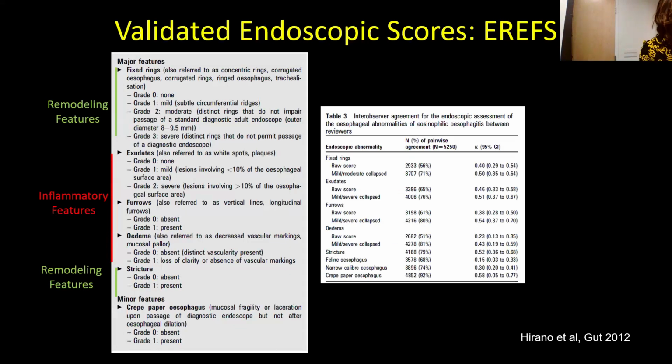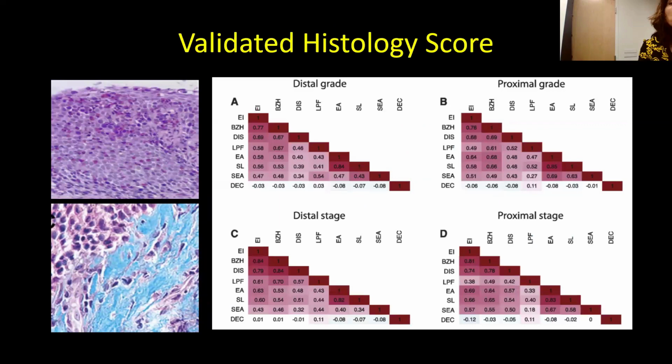There are also validated endoscopic scoring tools. This is called EREFS. It's validated in both kids and adults. It started out in adults and was developed at Northwestern. It has what are considered inflammatory features endoscopically: the exudates, the furrows, and the edema. Although in some children furrows can go with lamina propria fibrosis, classically it's considered an inflammatory feature. The remodeling feature, so if an endoscopist says this looks like a fibrostenotic esophagus, means there are rings or a frank stricture, and that's pretty much the diagnosis of a fibrostenotic esophagus on the endoscopic front.